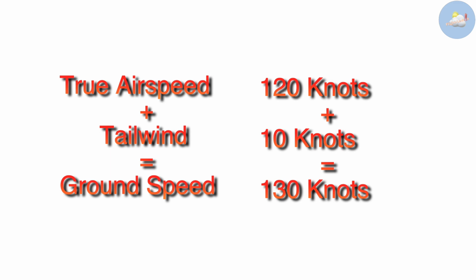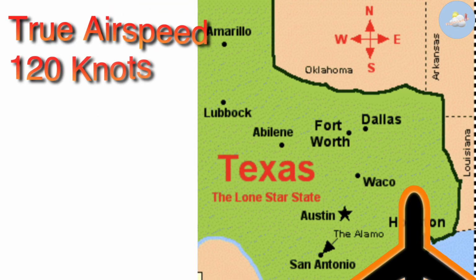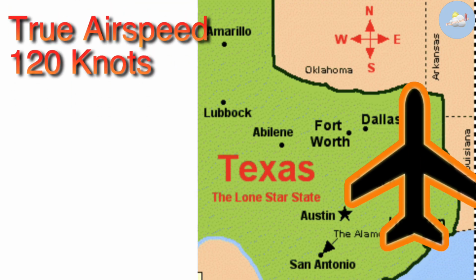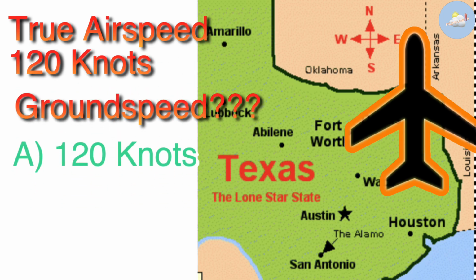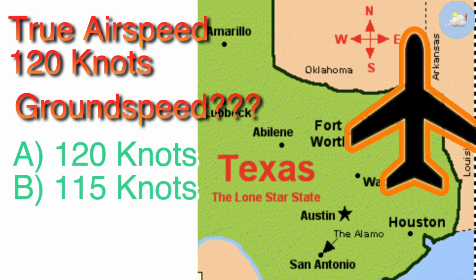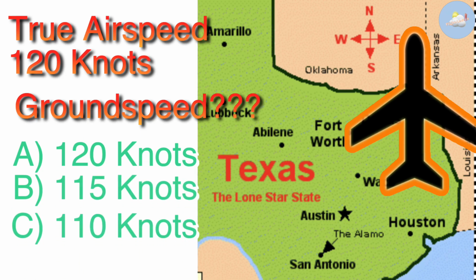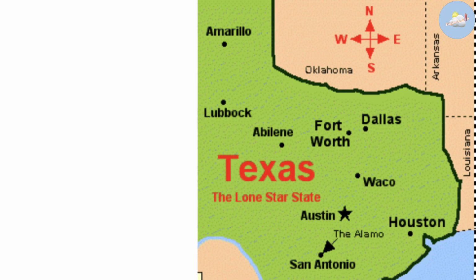If the airplane were to make a 180-degree turn in the other direction, and the airplane stayed at the same 120 knots true airspeed, what ground speed would the controller observe? Would they see 120 knots, 115 knots, or 110 knots? Let's take a closer look.